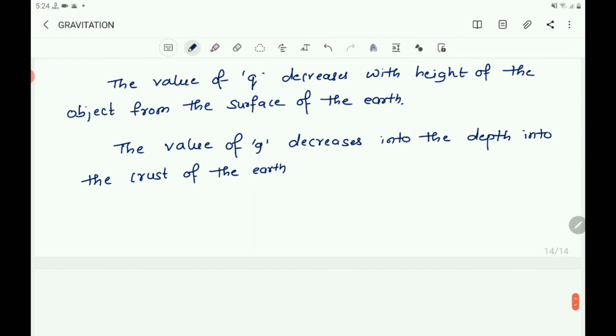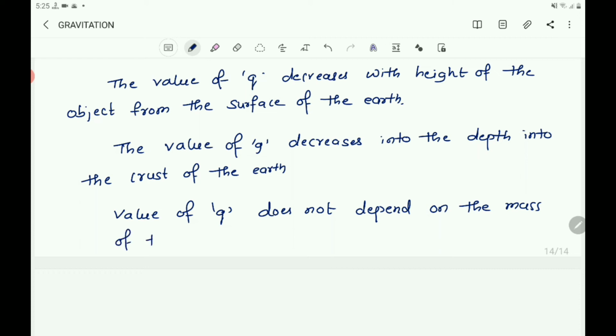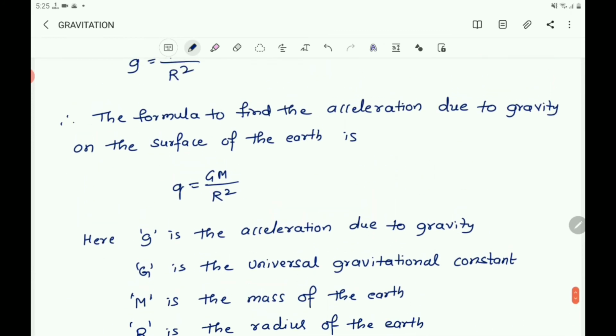And the value of g does not depend on the mass of the object. Here in the formula only G is there, M is there and R square is there. So it does not depend upon the mass of the object.